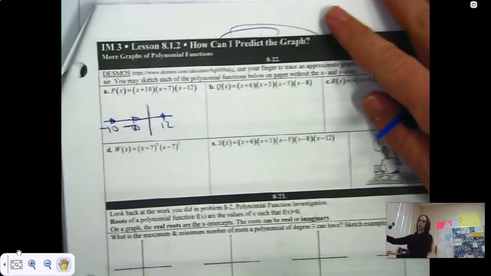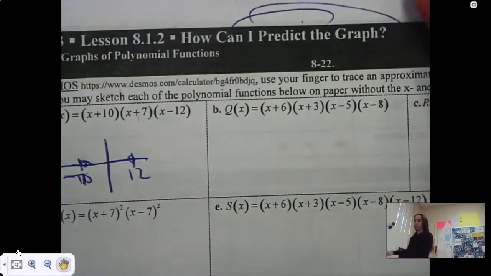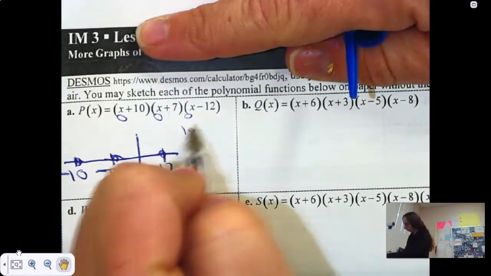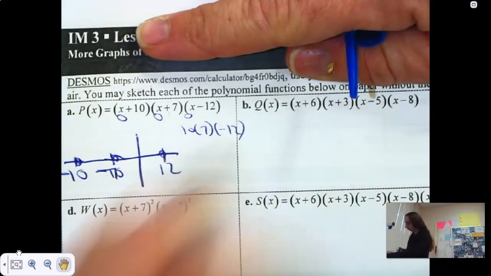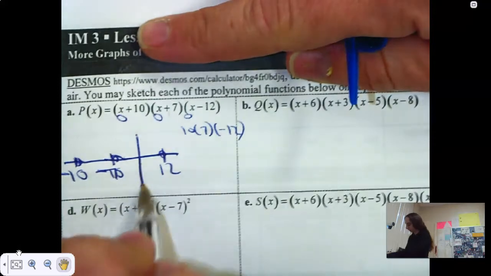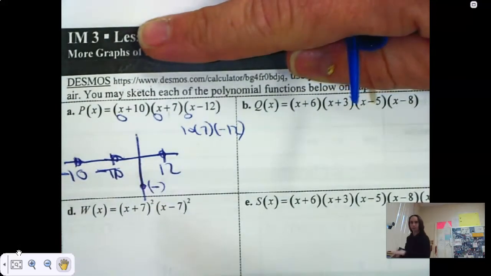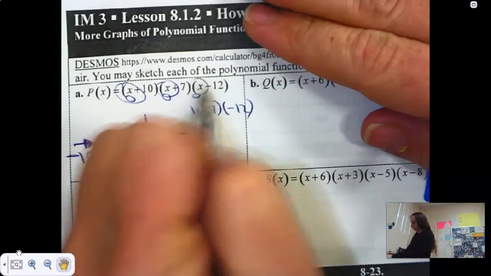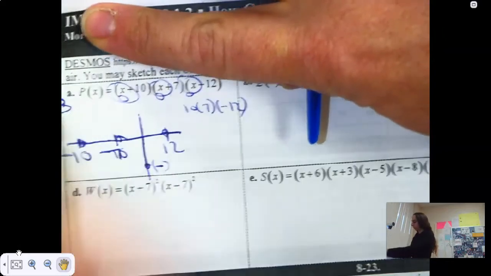Let me zoom in a little bit more. We also know the y-intercept if I plug in 0. So it's 10 times 7 times -12, which is a very big negative number. So we'll just say it's a very big negative number. We know there's 1x, 2x, 3x, so we know it's x cubed.